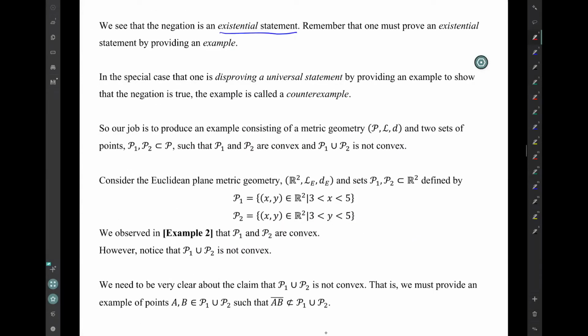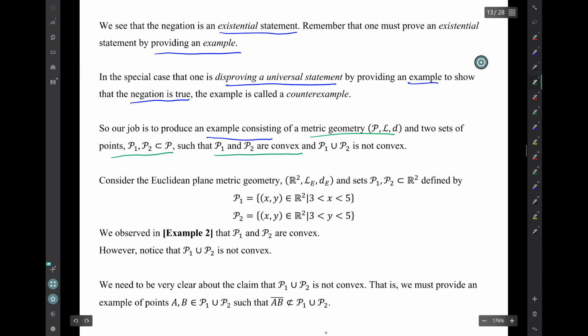Remember that we prove an existential statement by providing an example. So in the special case where one is disproving a universal statement by providing an example to show that the negation is true, that example is called a counterexample. So our job is to produce an example consisting of a metric geometry and two sets of points, P1 and P2, such that those two sets are convex and their union is not convex.